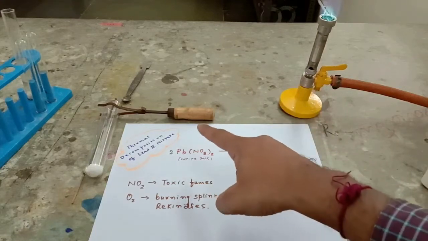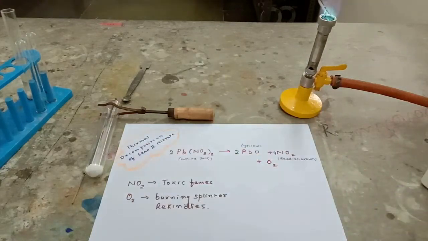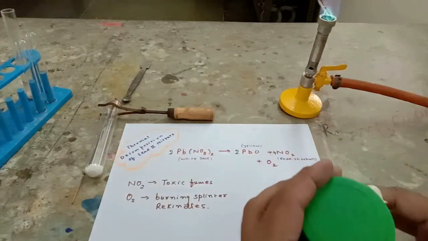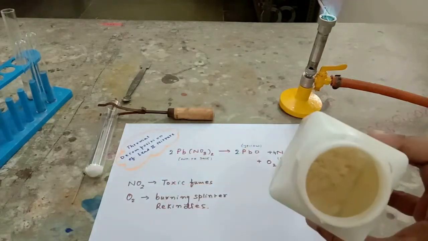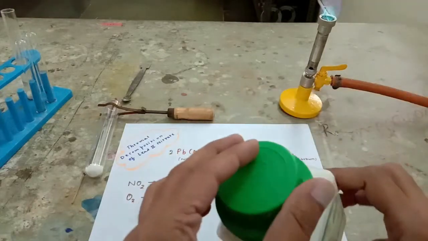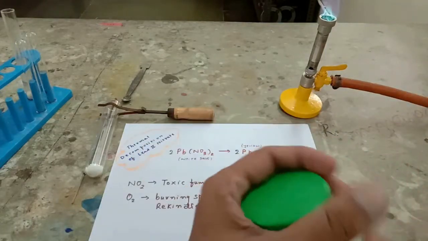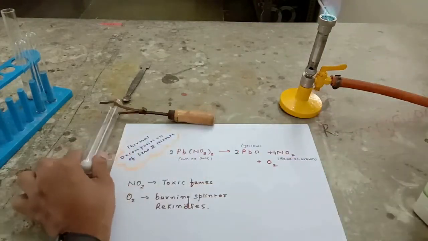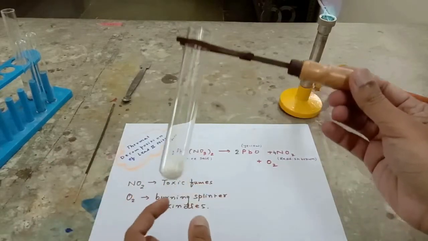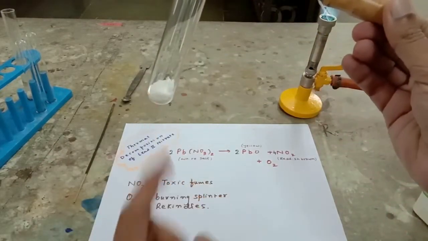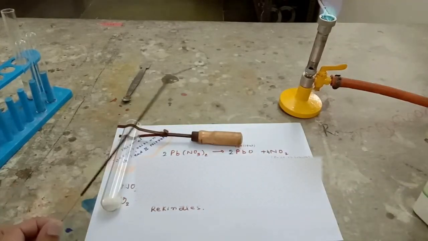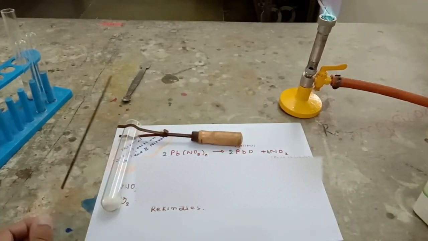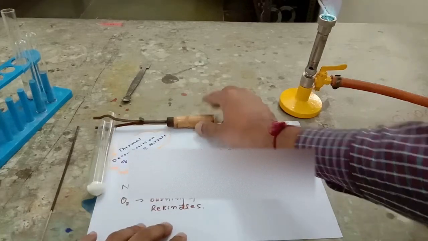Now, we will see the thermal decomposition of lead nitrate. Yes. So lead nitrate salt we have taken, Bunsen flame, test tube which contains lead nitrate, and of course this lead nitrate salt is white.